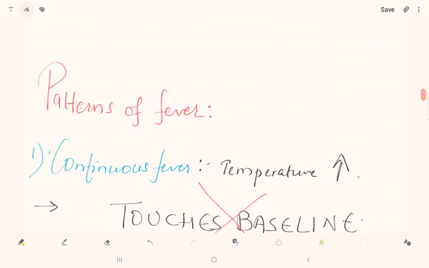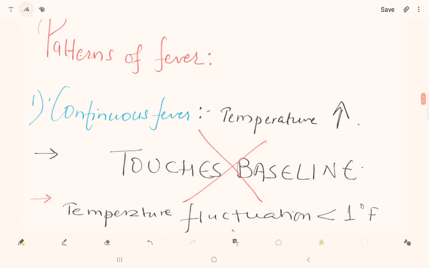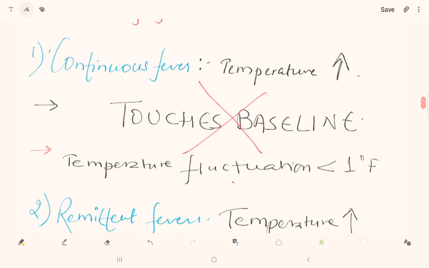So what are the patterns of fever, or we can say what are the types of fever? Basically, they are continuous fever, remittent fever, intermittent fever, and relapsing fever. So what is continuous fever? It is a type of fever where temperature has to be elevated than normal circadian variation.